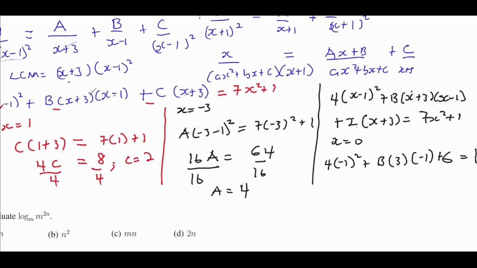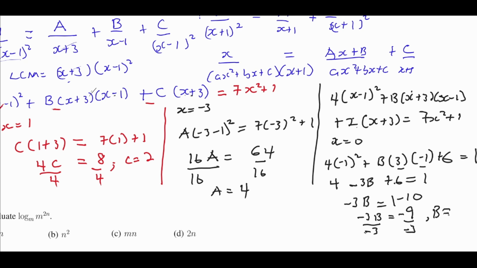Now let's simplify whatever we have here. If I square -1, I have 1, so 4. Then 3 times -1 gives me -3 times b, that is -3b, plus 6 is equal to 1. Now when I add the two of them, I have 10. So -3b, if I take the 10 across, I have 1 minus 10, which gives me -3b equal to -9. If I divide through by -3, b will be equal to 3. So b is equal to 3.